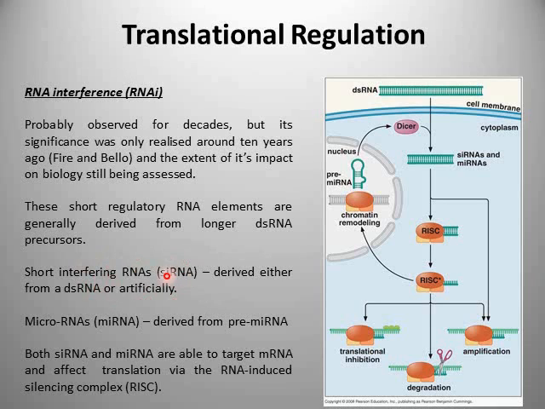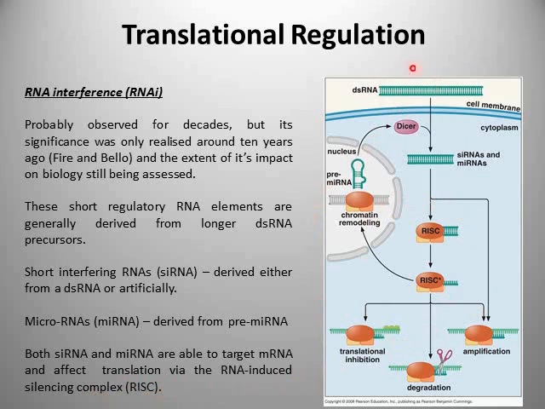So short interfering RNAs can be derived either from double-stranded RNA naturally, or you can actually produce these artificially in the lab and use them in experiments. MicroRNAs are derived from genomic sequence, and they actually arise from a precursor called pre-microRNAs. We'll go into that in more detail in a second. Both of these function in a very similar way, and what they do is they target mRNAs specifically and affect that mRNA's translation via the action of a multiprotein complex called the RNA-induced silencing complex, or RISC.